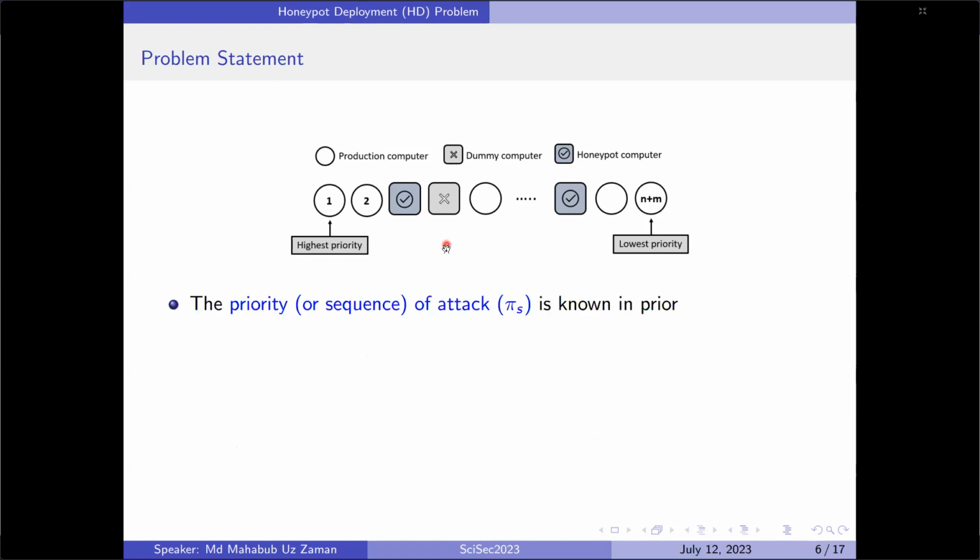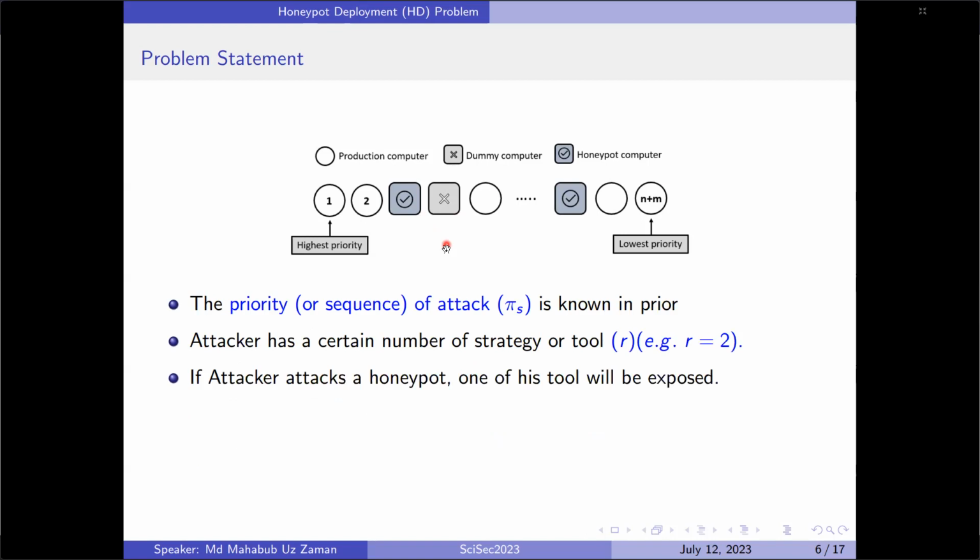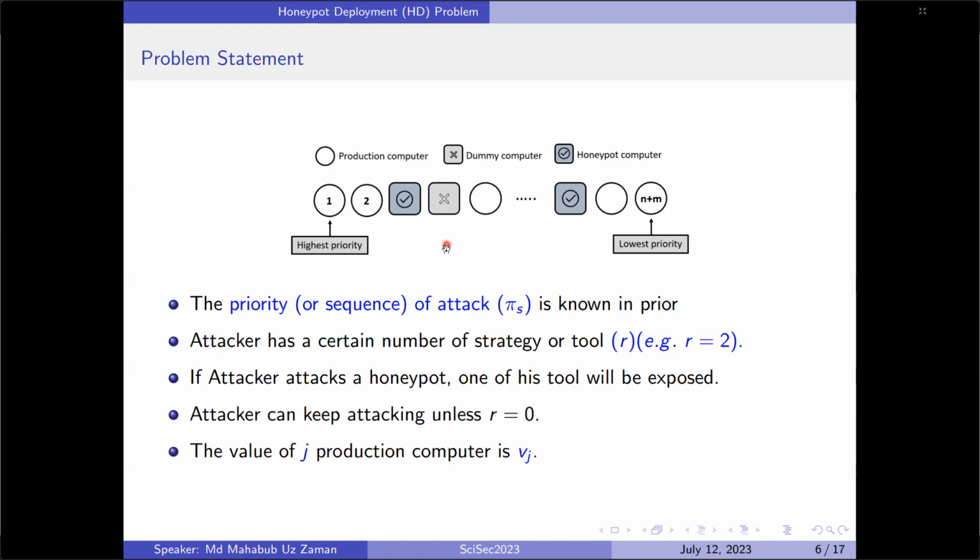Our optimizer will give us a priority of attack, pi, which is known a priori, so we know the attack sequence. The attacker has a certain number of strategies or tools. Let's suppose R equals 2. If an attacker attacks a honeypot, one of his tools will be exposed, and the attacker can keep attacking unless there is no tool left. When there is no tool left, he cannot attack. And the value of production computer j is Vj.